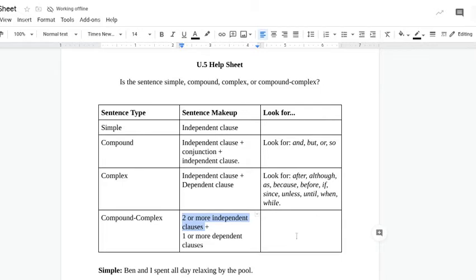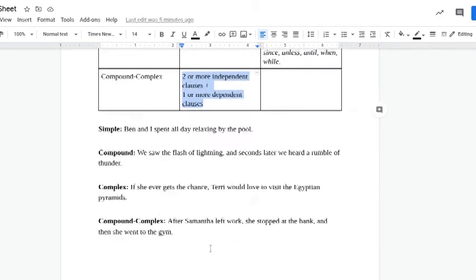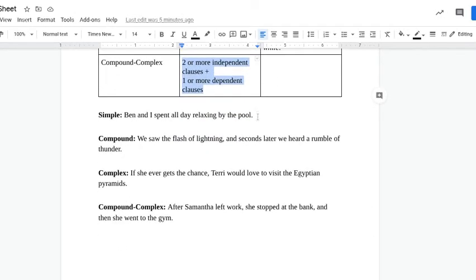Things to look for with the compound-complex, you'll notice that this box is empty. Be looking for any of these and any of these. So look for conjunctions, look for these beginning transition words, and you may be looking at a compound-complex sentence. Your main look for with the compound-complex is those two independent clauses and one dependent clause. So here are some examples.